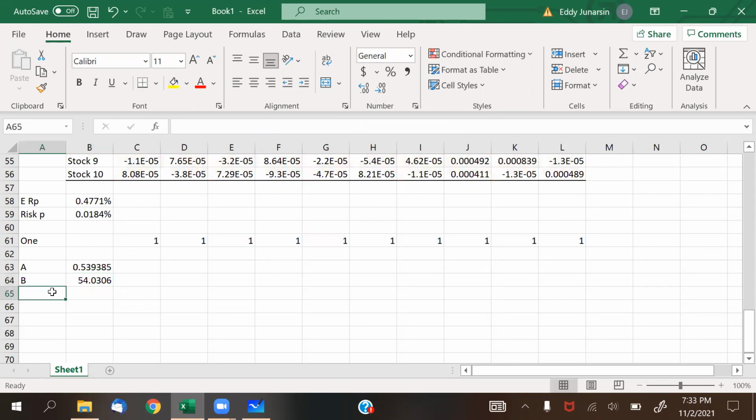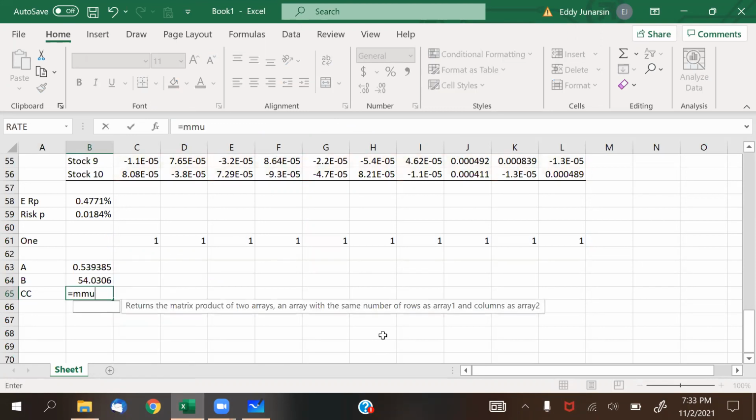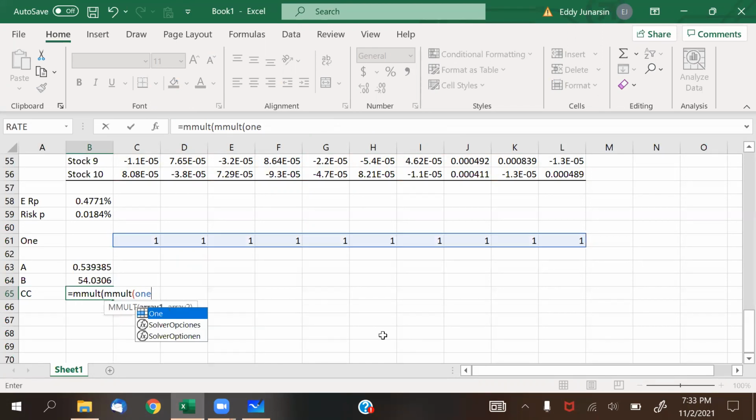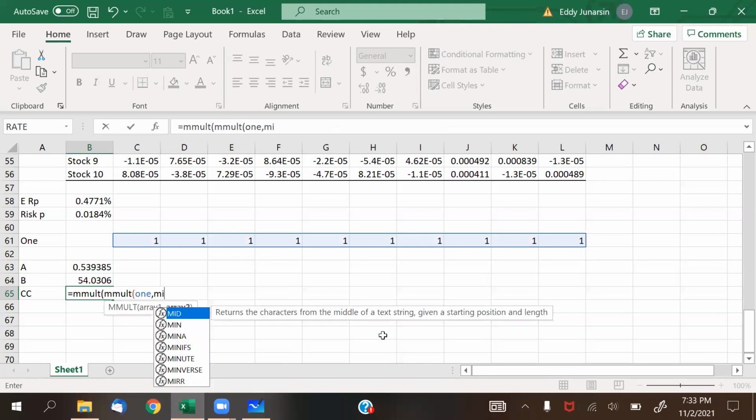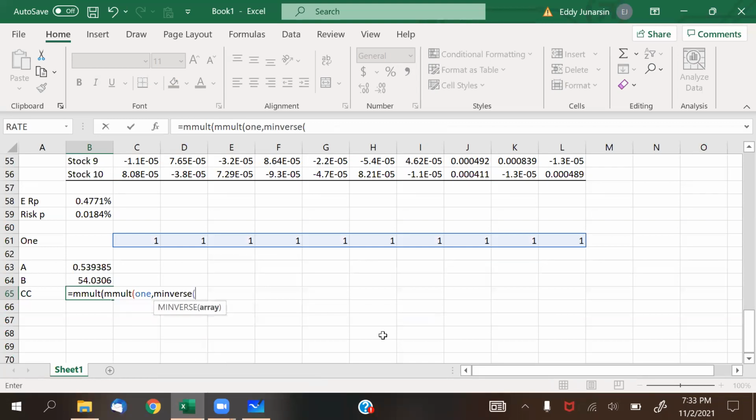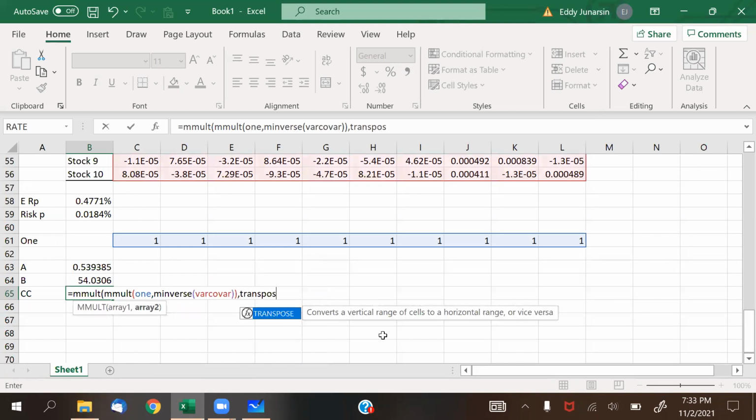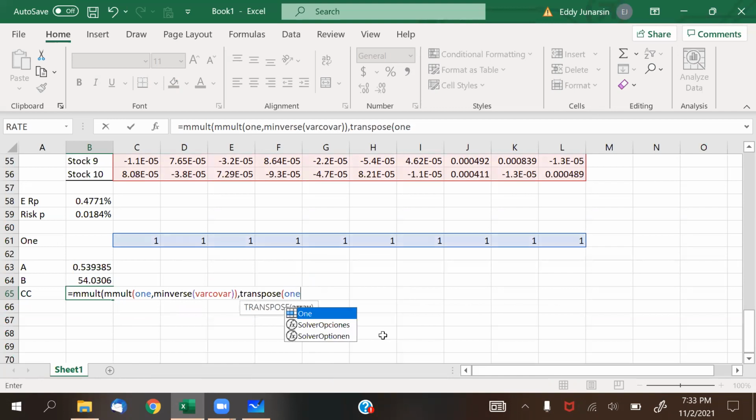And then C, or whatever you want to name it. Same thing, matrix multiplication: mu, then the identity matrix, and then M inverse of the var-covar matrix, and the transpose of 1. This time it is the transpose of 1 for C.